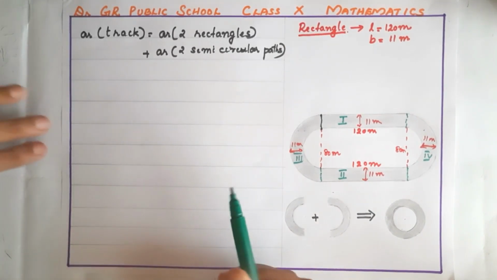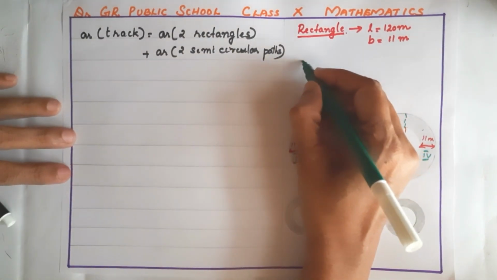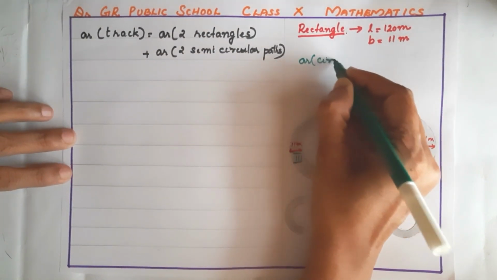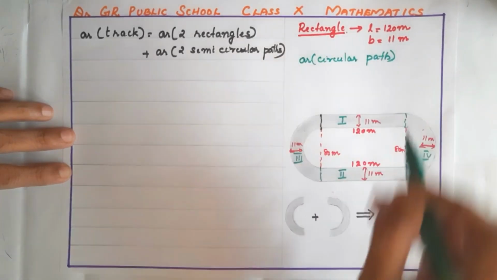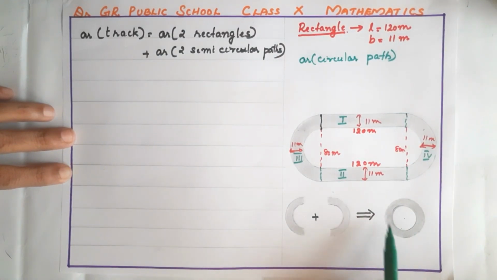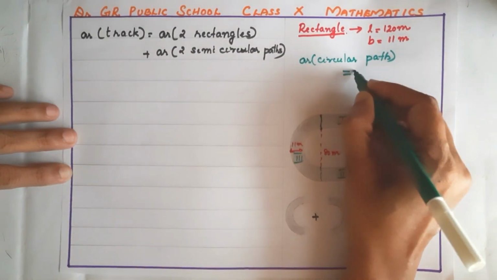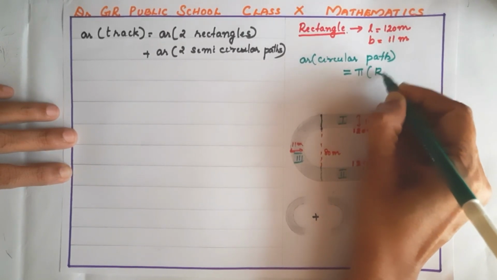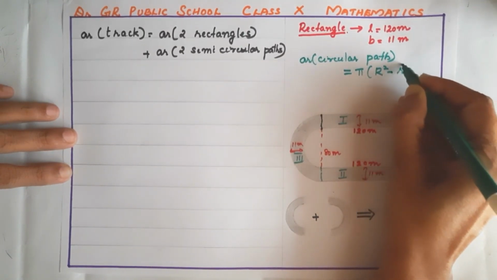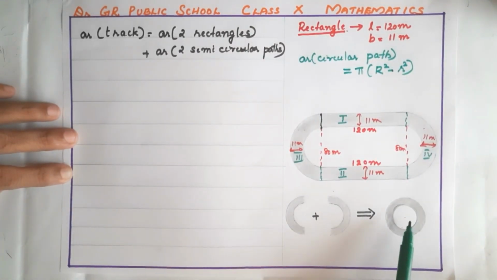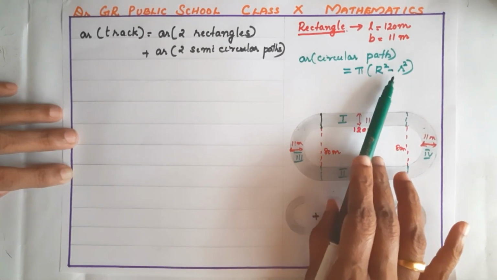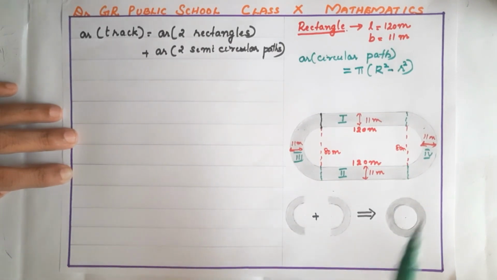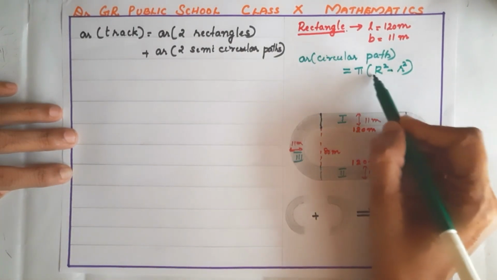Area of circular path we have discussed. Area of circular path or circular ring, isn't it? This is coming as circular ring. What is the area? Pi into capital R square minus small r square. Isn't it? That is area of this larger circle minus area of this smaller circle. Pi into capital R square minus small r square. Okay, now we need these two radii.